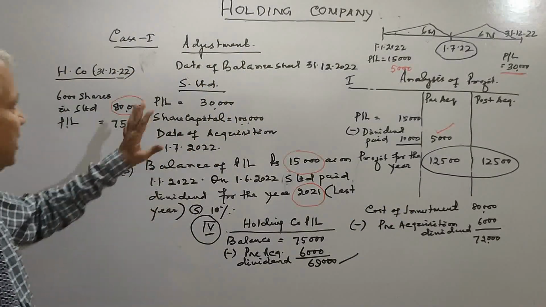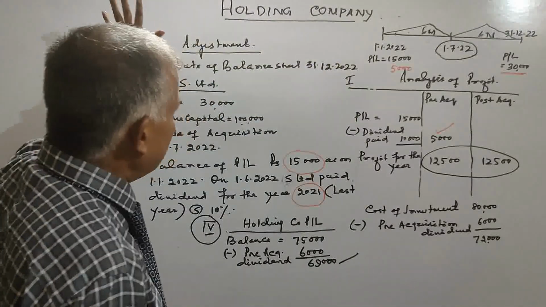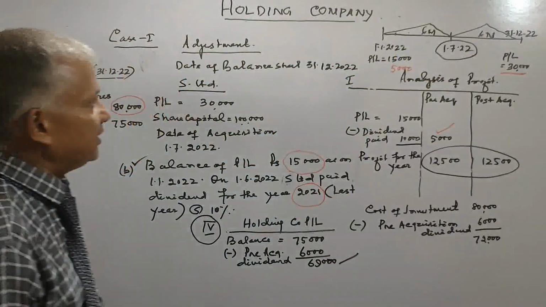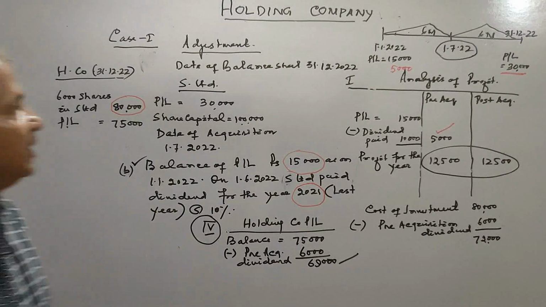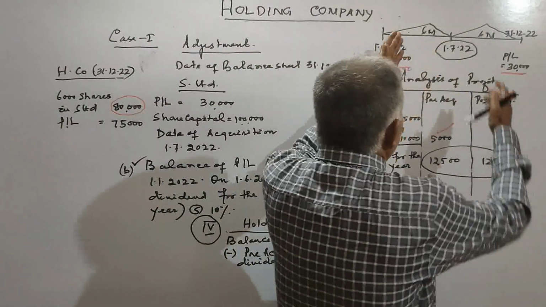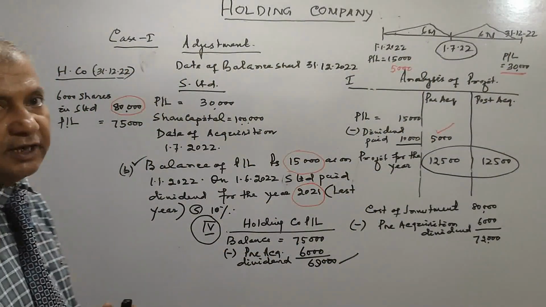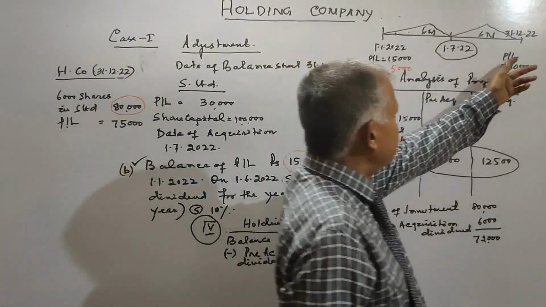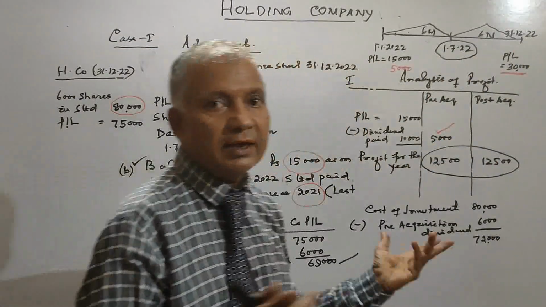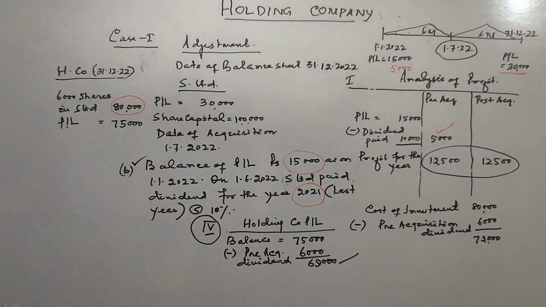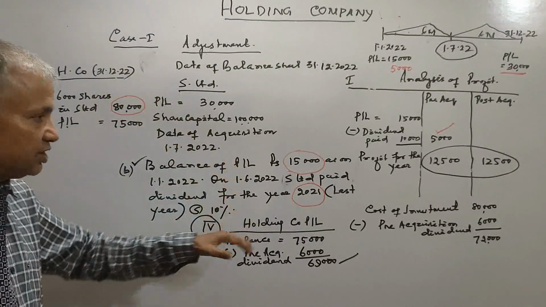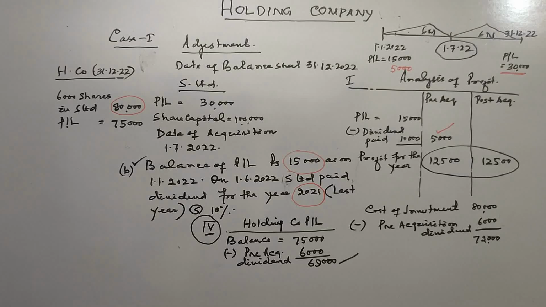So with this, I have told you what will happen if the date of acquisition is at the beginning of the year. If the date of acquisition is in the middle of the year, the profit will be distributed in the time ratio. If the date of acquisition is at the end of the year, then what will happen for this particular adjustment? So this is pre-acquisition dividend. This is complete, and we will come to the interim dividend. This will be our case 2.